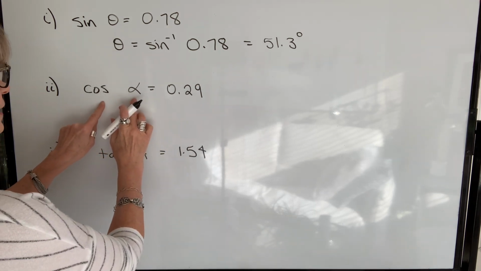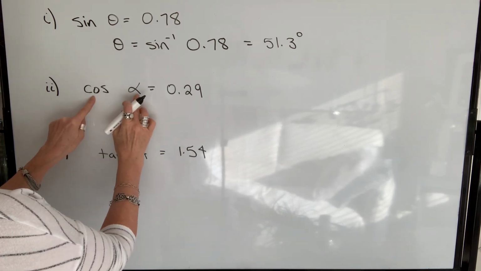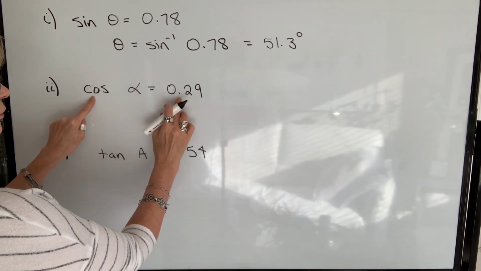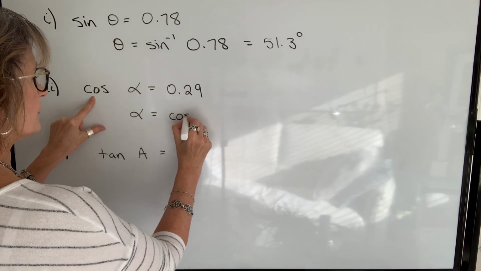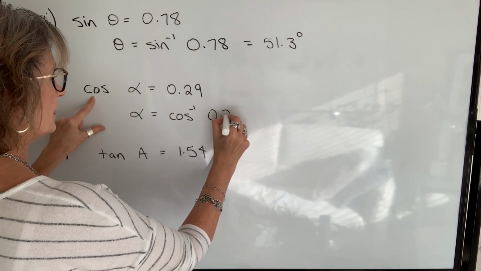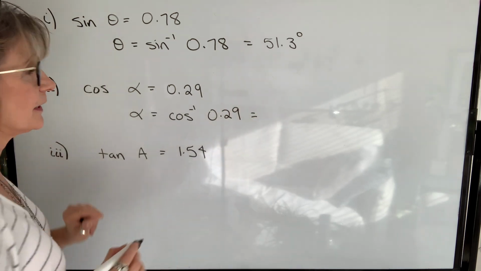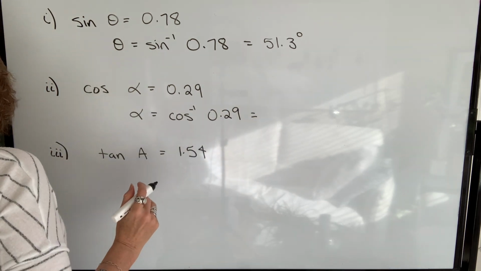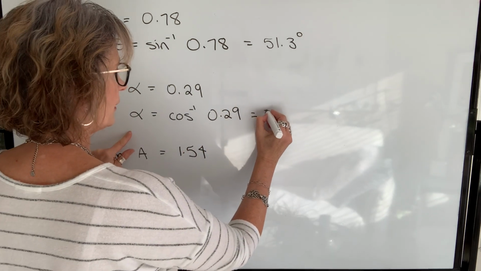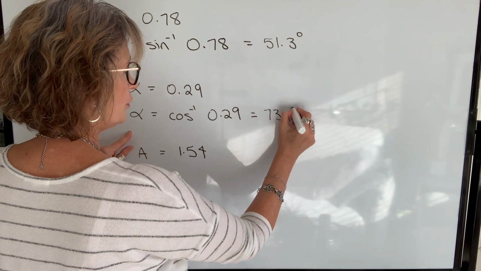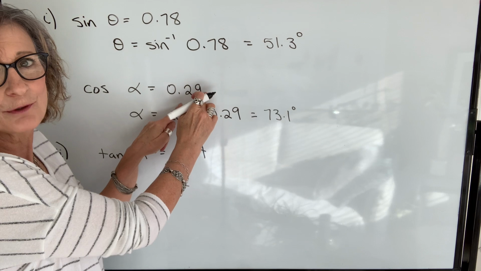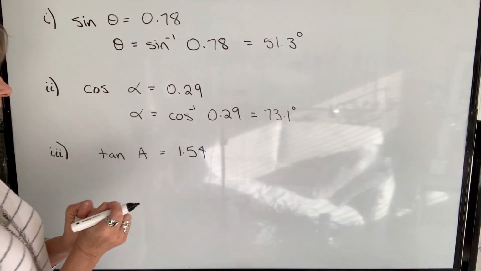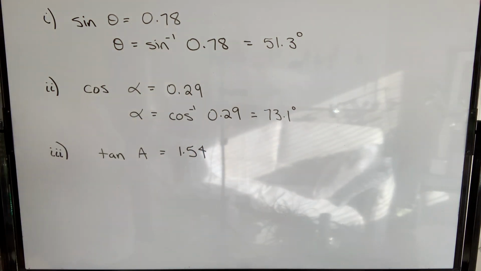We'll do the same thing here. Cos of some angle, which I've called alpha, is equal to 0.29. So alpha will equal the inverse cos of 0.29. And if you punch that into your calculator, you should get an angle of 73.1 degrees. And you can always check these by then finding the cos of that and making sure that it's equal to that ratio. So again, try it on your calculator.